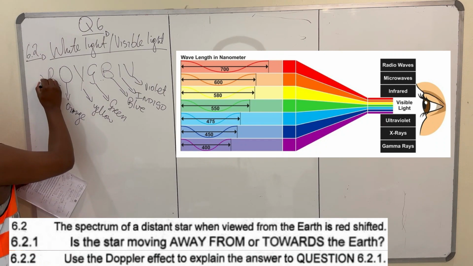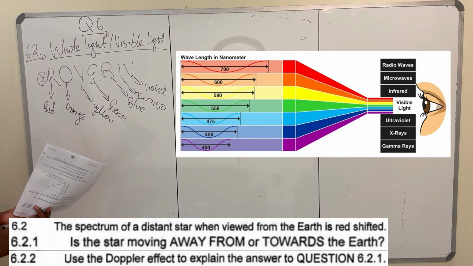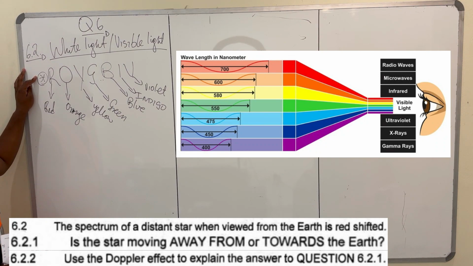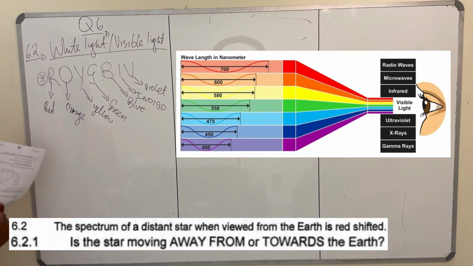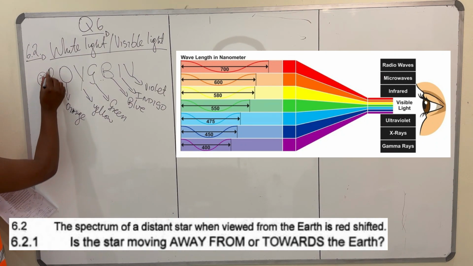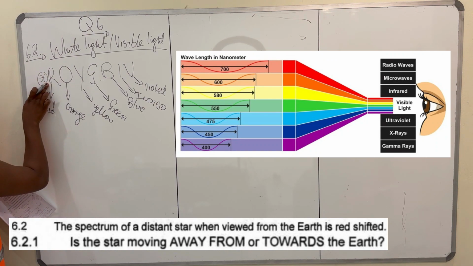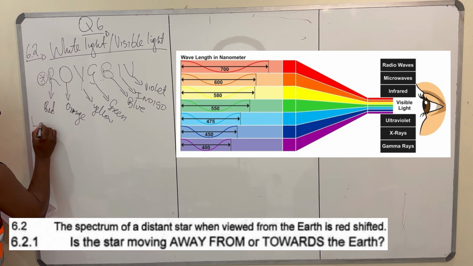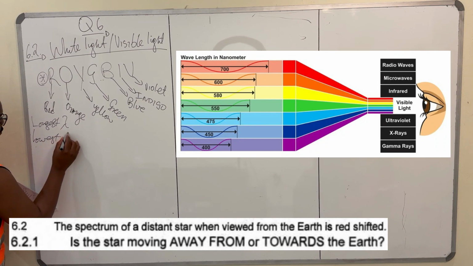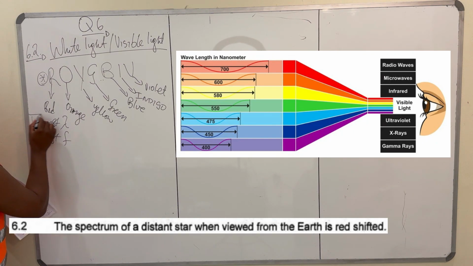So these colors, you might have seen them on a rainbow. What you need to know is that the red part has the longest wavelength and the lowest frequency. Why am I saying longest wavelength and the lowest frequency?